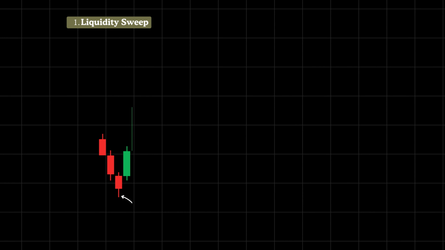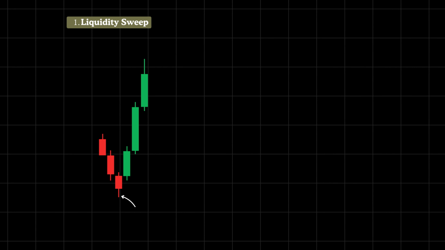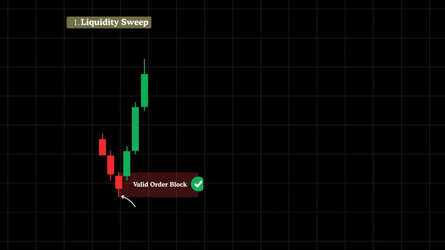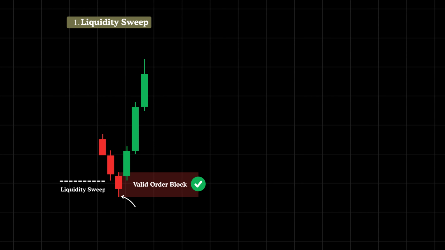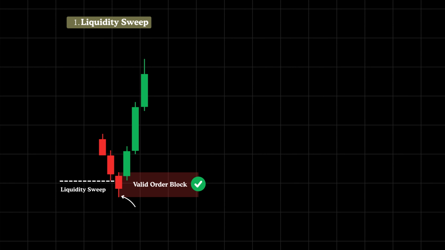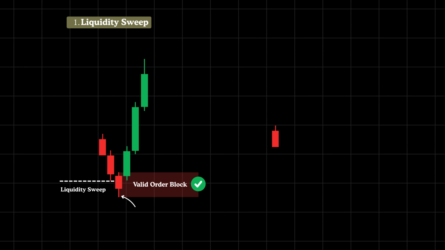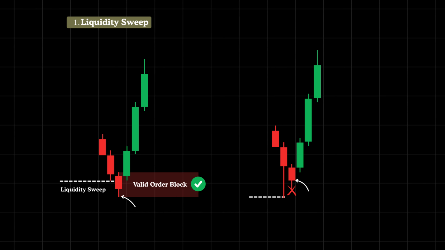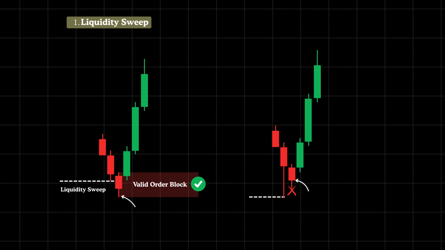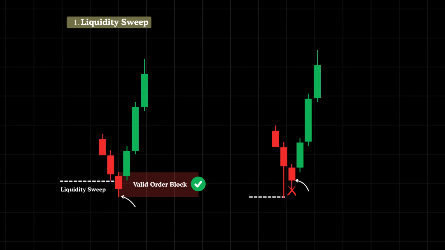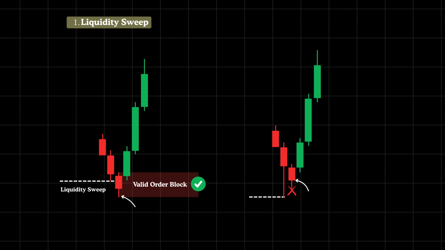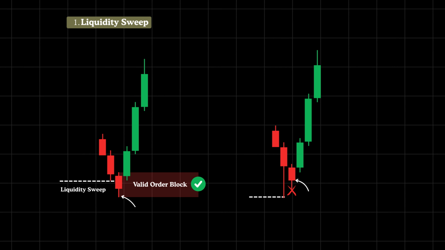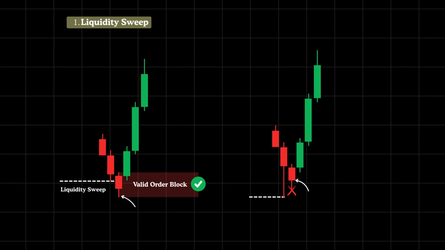Rule number 1: the last candle must sweep liquidity. To identify a valid order block, the first and most important rule is a liquidity sweep by the last candle in the move. Let's break it down. In a bearish price action, if the market makes a strong bullish reversal right after the last bearish, red, candle, then we check whether that last red candle broke the low of its previous candle. If it did, it means the market swept the liquidity below that low before moving up. Result: this is a valid bullish order block.